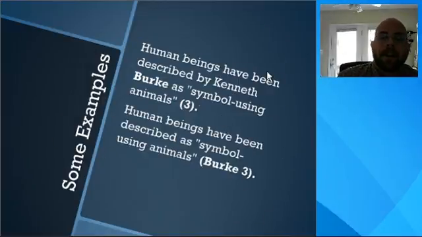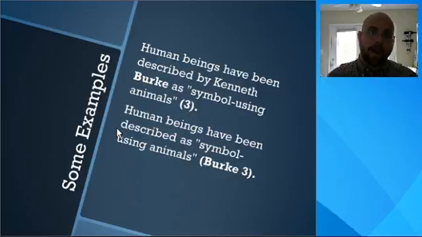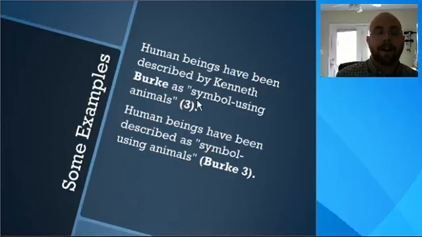So here's an example. Human beings have been described by Kenneth Burke as symbol-using animals, and you can see it's put in that sentence. Now here we have two different things: we have Burke 3 and just 3. If you're writing in a very fluid way, then you'll mention the author, or the text if you don't have an author, in the sentence you're citing it in, like in example 1, Kenneth Burke as symbol-using animals. Then you don't have to repeat it. You can just put the page number. Here, we don't have Burke's name, so I need to put Burke and 3.